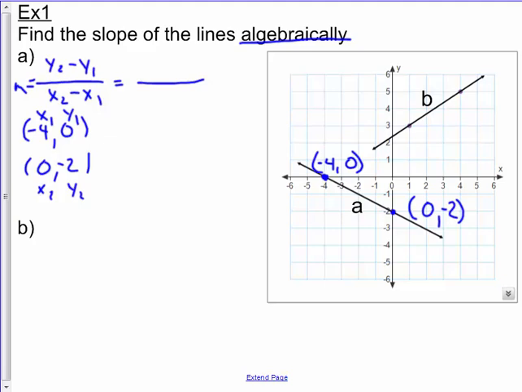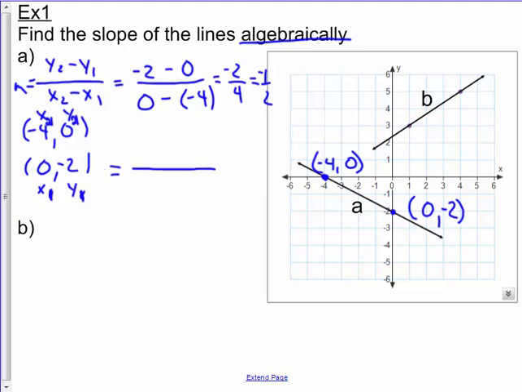So I'm going to plug in my points. So y2 is negative 2 minus y1, which is 0. So I have negative 2 minus 0. For the x's, I'm going to have 0 minus, and this can be a little tricky, so I do want to put it in parentheses, minus a negative 4. On the top, I get negative 2. On the bottom, I get 4, because minus a negative is plus. So I get negative 2 over 4, which is negative 1/2. Again, we get a negative slope, not a surprise looking at the graph.